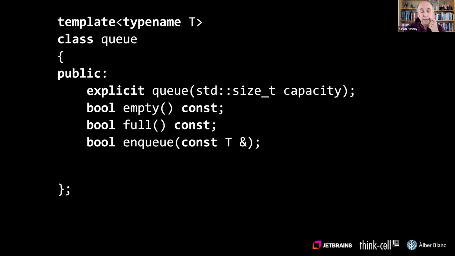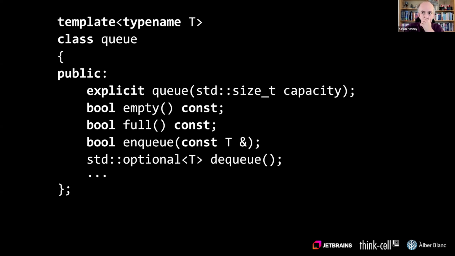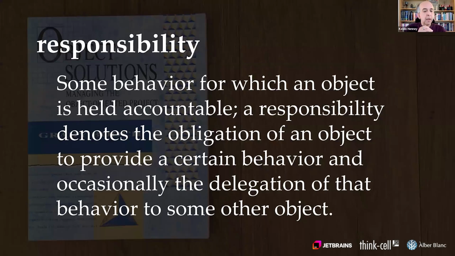And then enqueuing, that to me feels very much clear behavior, and dequeuing feels very much clear behavior. Okay, so I'm kind of happy with that. Depending on how you want to count, that is somewhere between 2 and 4 responsibilities. He also adds an occasion: the delegation of that behavior to some other object. The previous definition he had already established by the early 90s.